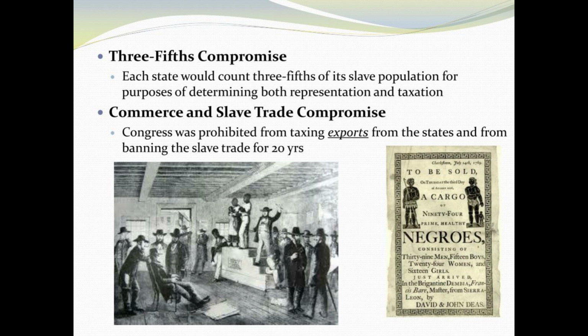The 3/5 clause provoked debate during the year-long struggle over the ratification of the Constitution. Its impact was felt not only in the House of Representatives, but also in determining the number of presidential electors each state would have in the Electoral College.